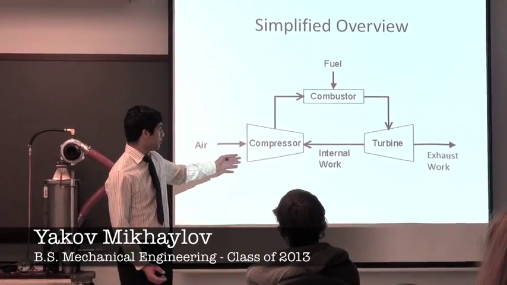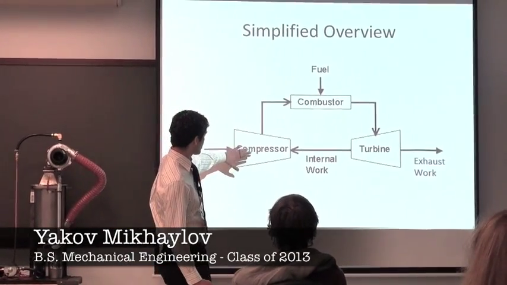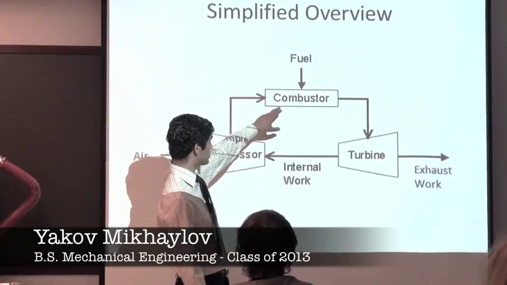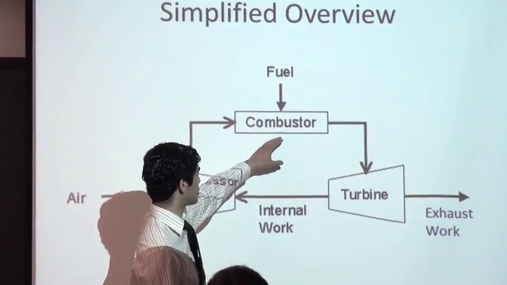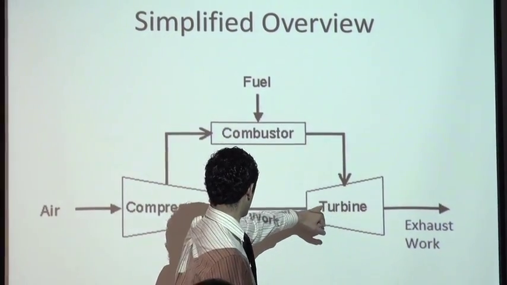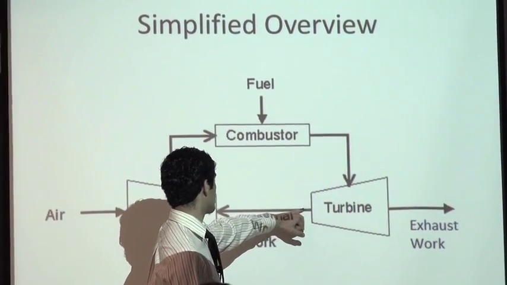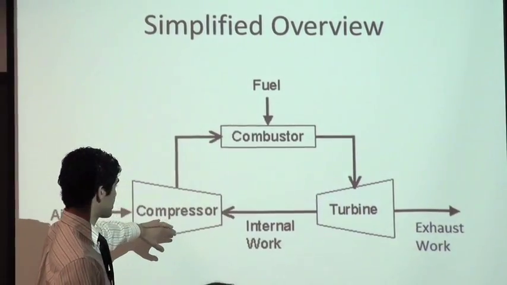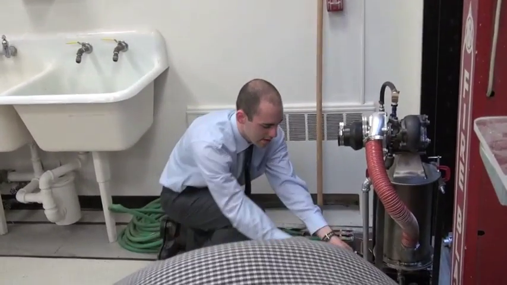This is a simplified overview of how the jet engine works. Air first goes into the compressor, compresses, goes into the combustor, and fuel is added to the mixture. After it combusts, the exhaust gases drive the turbine, and then the spinning turbine shaft translates into the compressor spinning. Alright, we got power.